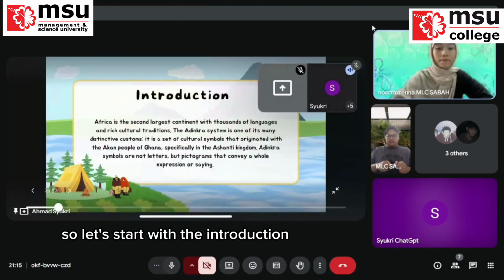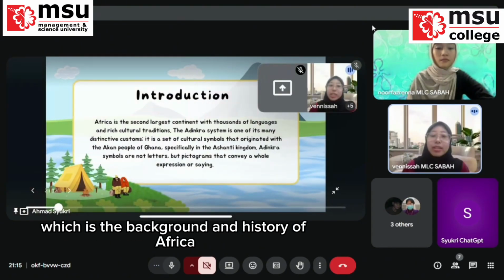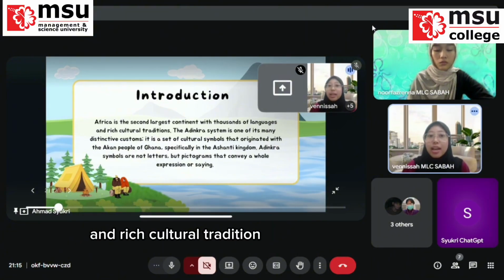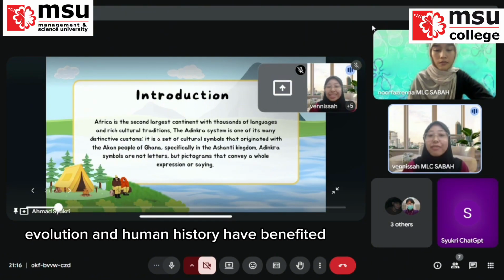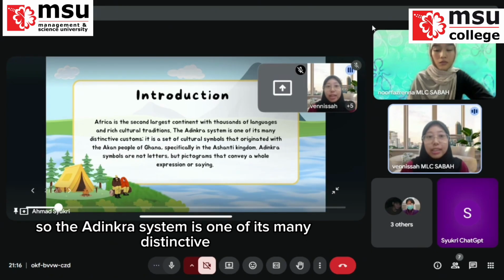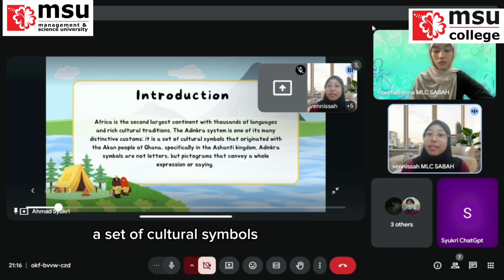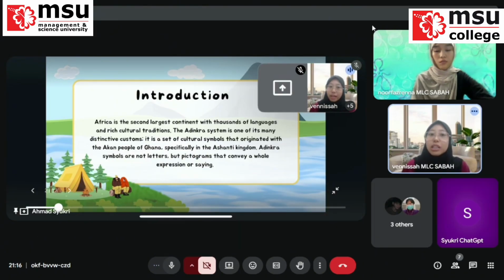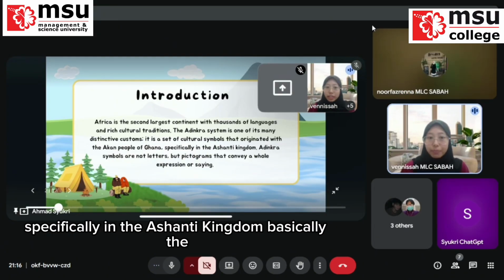So let's briefly start with the introduction, which is the background and history of Africa. As we know, Africa is the second largest continent with thousands of languages and rich cultural traditions. Language evolution and human history have benefited greatly from Africa's contributions. So the Adinkra system is one of its many distinctive customs, as it is a set of cultural symbols that originated with the Akan people of Ghana, specifically in the Ashanti Kingdom.